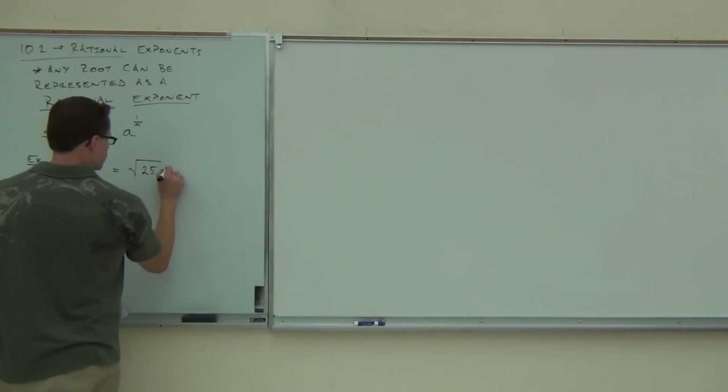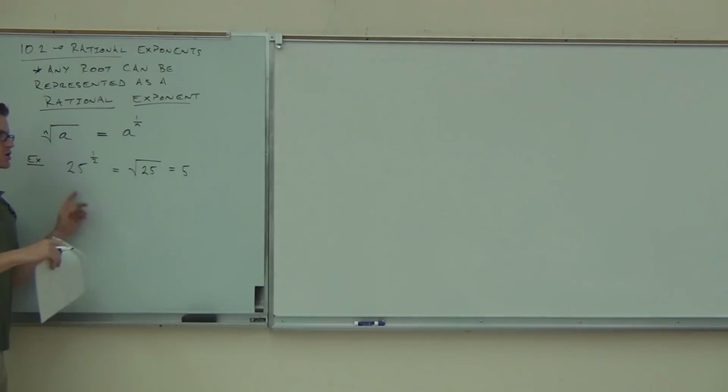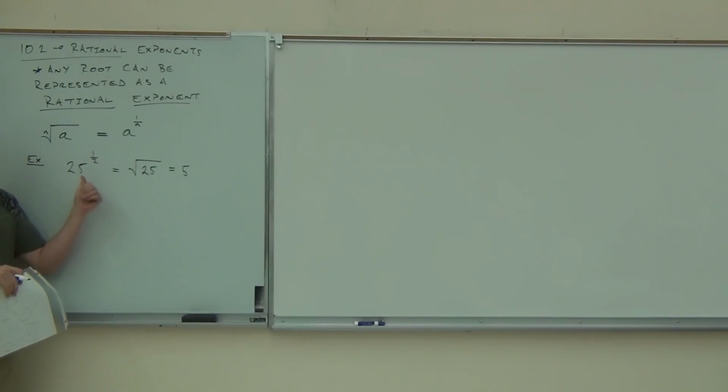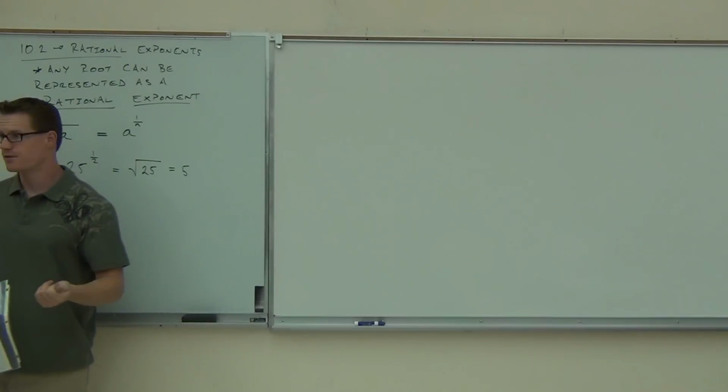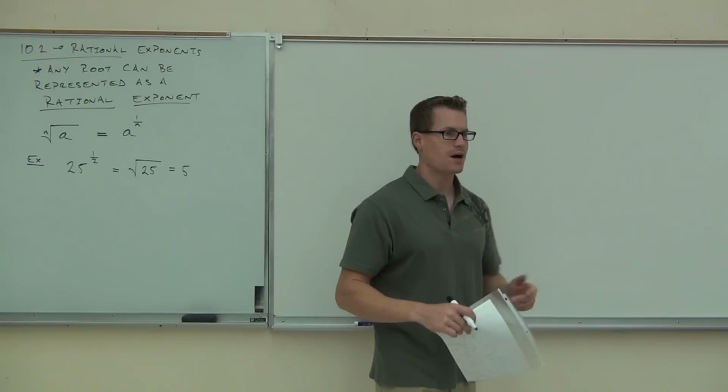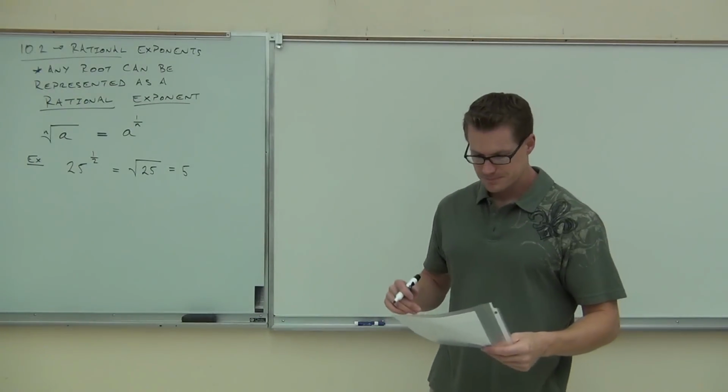5. Which means that you don't have to change it to this to find that number. In fact, if you have a calculator, you want to plug in 25 to the 1/2 power, it will give you 5. Because it means the same thing. 25 to the 1/2 and the square root of 25 are identical. Let's try a few more.